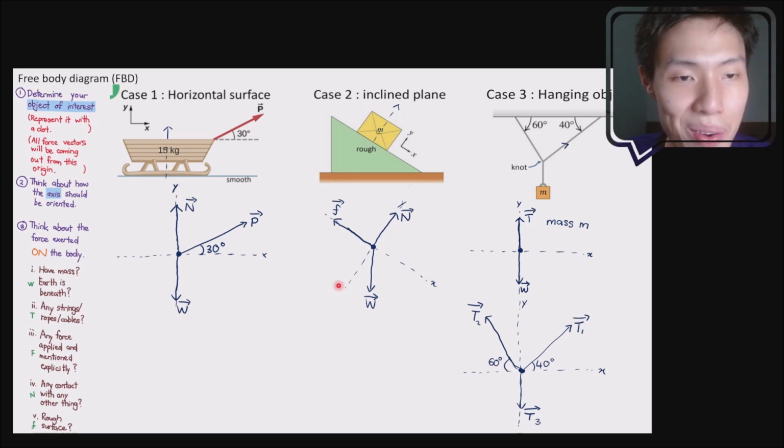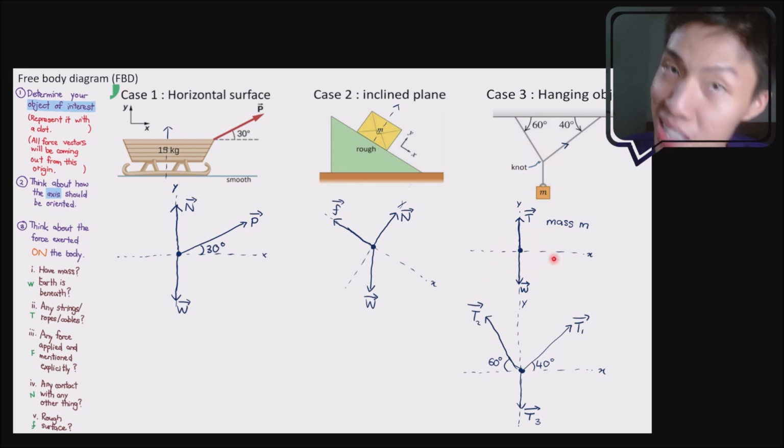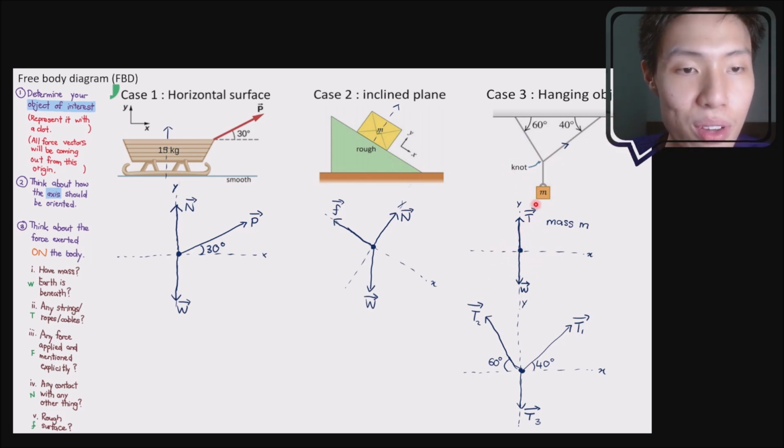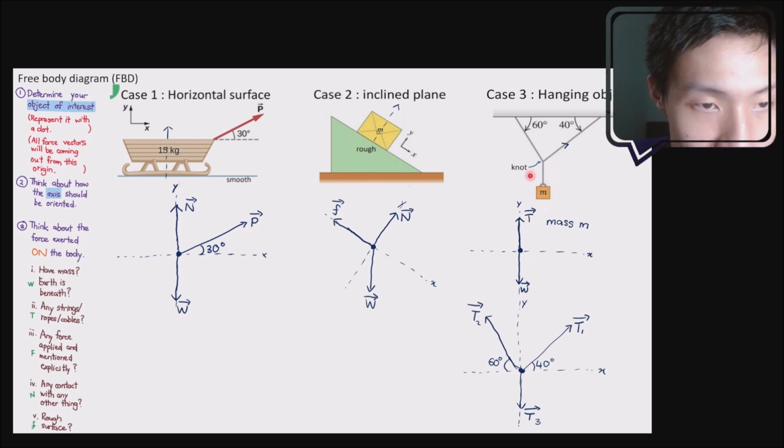If you're wondering why the mass over here is not included in this free body diagram, and why the 2 strings here are not included in this free body diagram, here's something I would like to say. If you're drawing a free body diagram for the mass, you only focus on what's happening in the immediate vicinity of the mass.